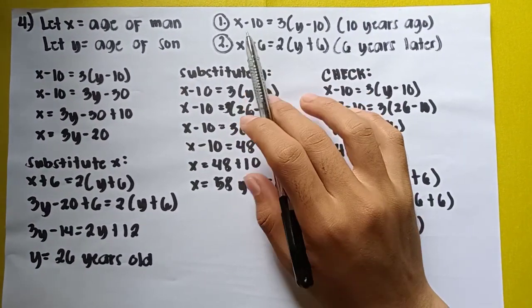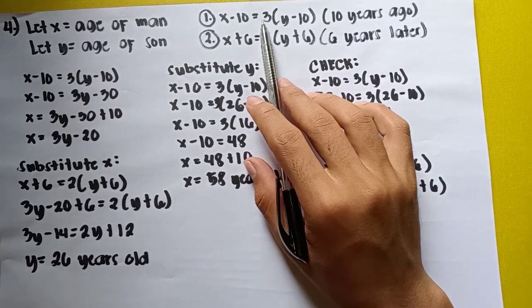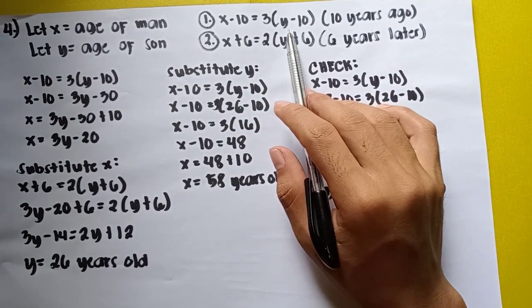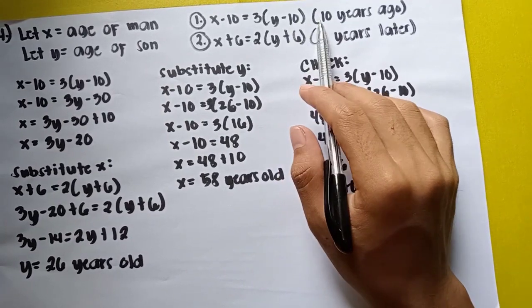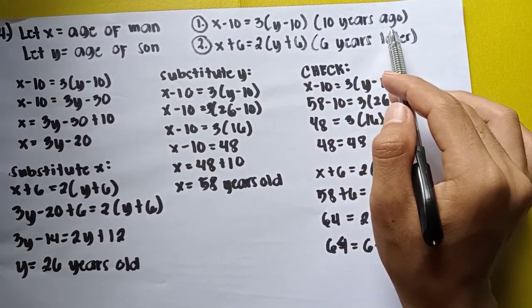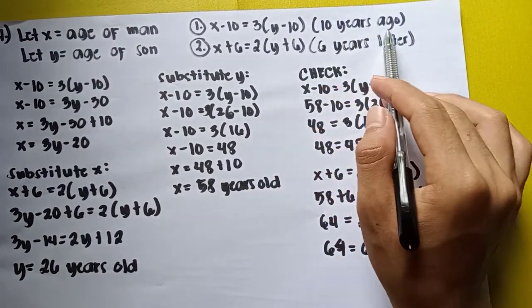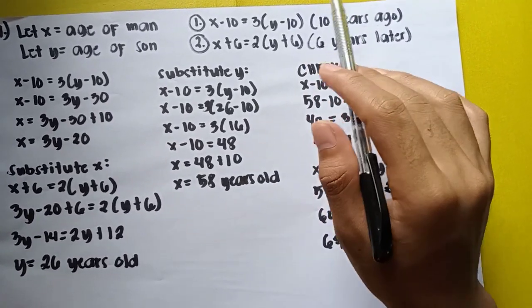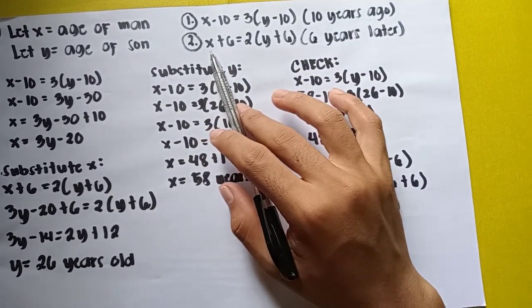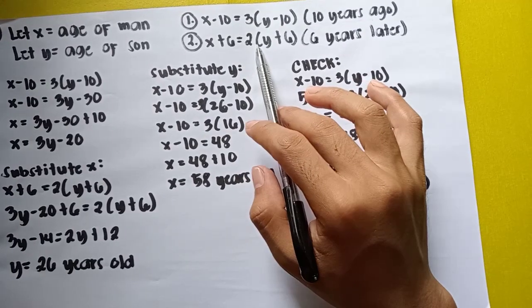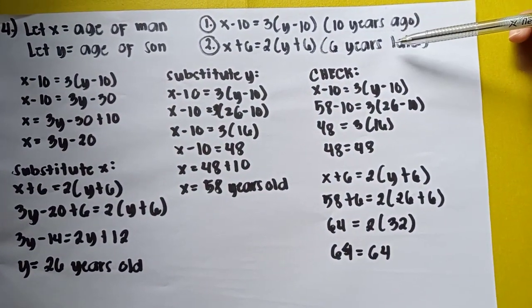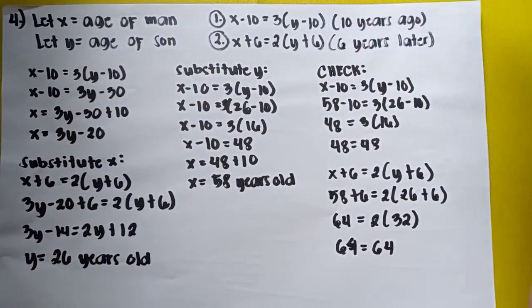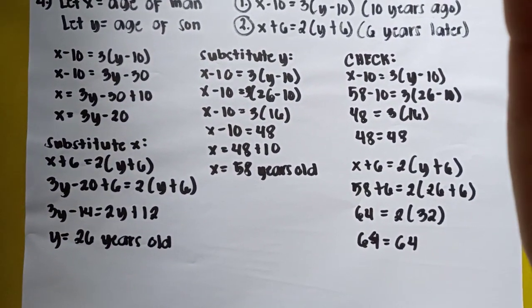Our first formula is x minus 10 equals 3 times y minus 10. It is for 10 years ago. And then number 2, x plus 6 equals 2 times y plus 6. So it is for 6 years later.